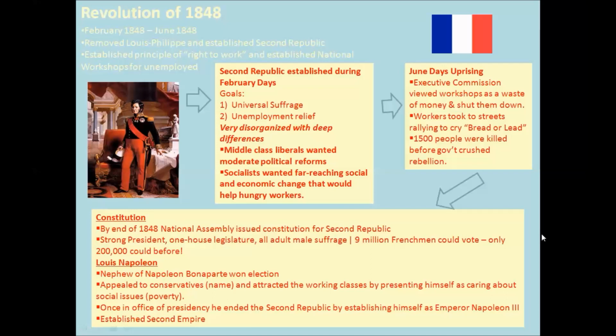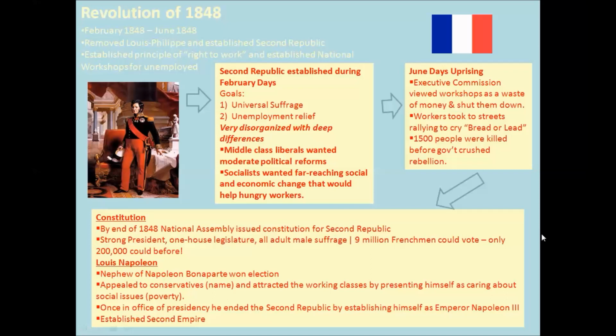So Louis Napoleon comes in, Napoleon III, and he is going to appeal to the conservatives. He's going to appeal to the bourgeoisie. And he will, because they like his name, they like Napoleon, it reminds them of the good old days. He's going to attempt to attract the working class by presenting himself as caring about social issues and poverty. But you know, he's a politician, if nothing else.